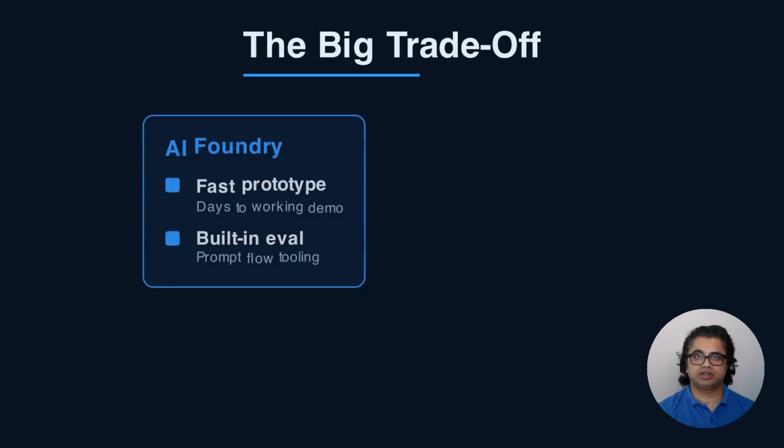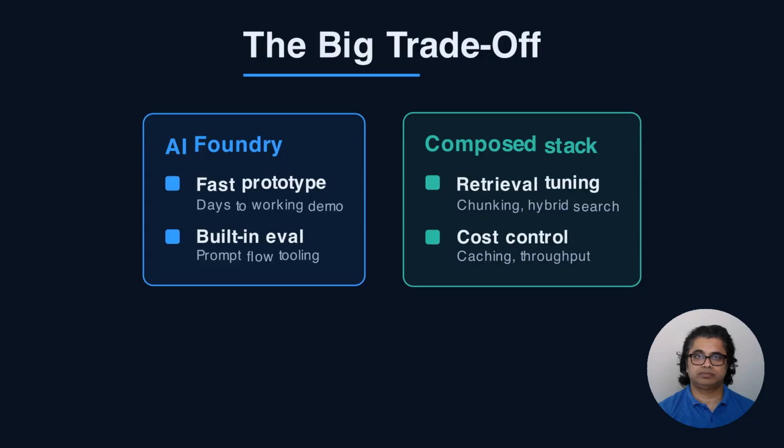The trade-off architects argue about most is build speed versus control. On one side, Azure AI Foundry, formerly Azure AI Studio, with prompt flow and its built-in vector index gets you a working prototype in days, with evaluation and deployment baked in. On the other side, assembling Azure AI Search, Azure OpenAI, and your own orchestration code gives you full control over chunking, hybrid search tuning, caching, and cost, but it's far more to own and operate. My rule of thumb: prototype in Foundry to validate the use case, then graduate to the explicit composed architecture once you need to tune retrieval quality and control spend at scale.